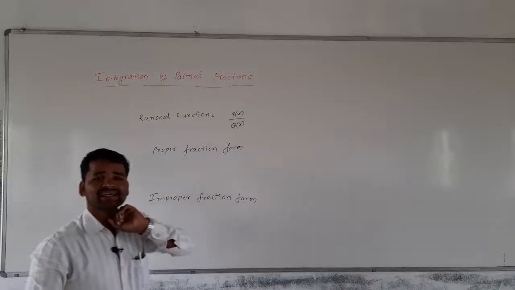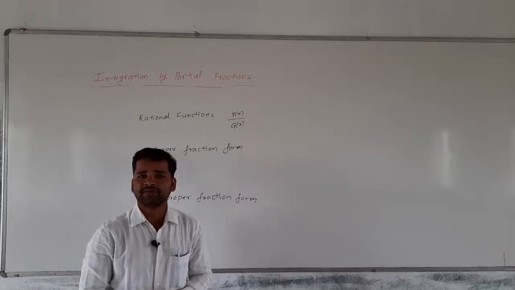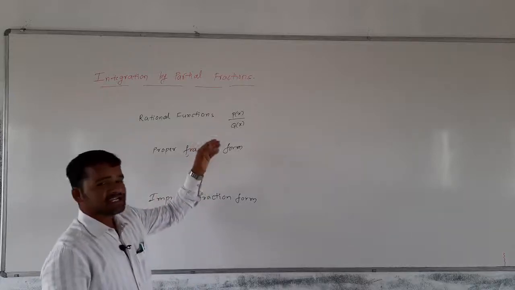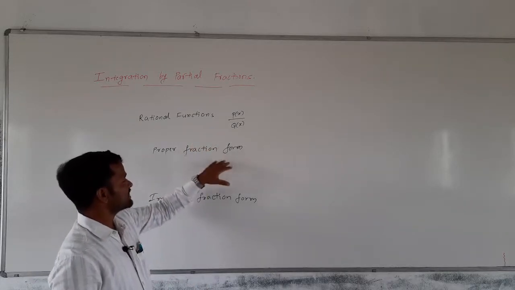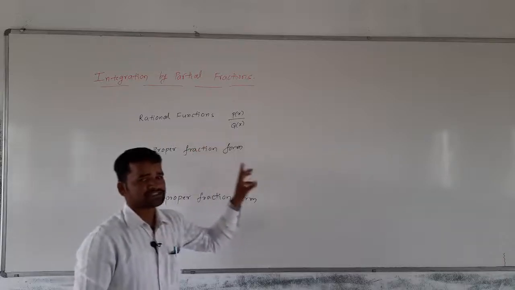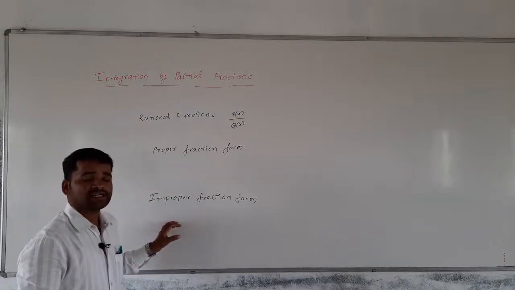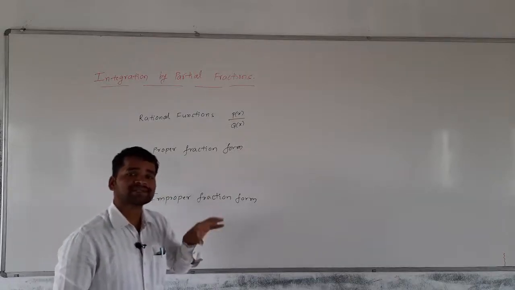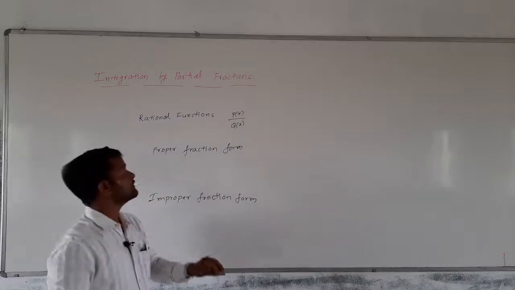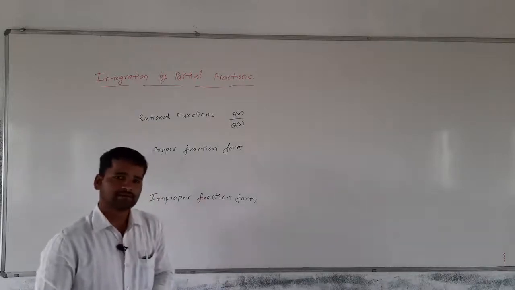Here, what is the degree? Degree is the highest power of the variable. If the numerator degree is less than the denominator degree, then we say that fraction is in proper fraction form. If the numerator degree is equal to or greater than the denominator polynomial degree, then we say the rational function is in improper fraction form.